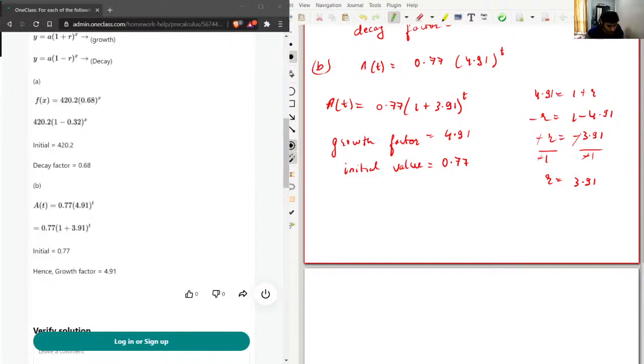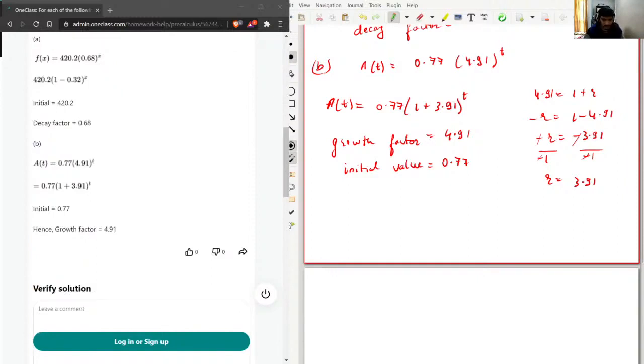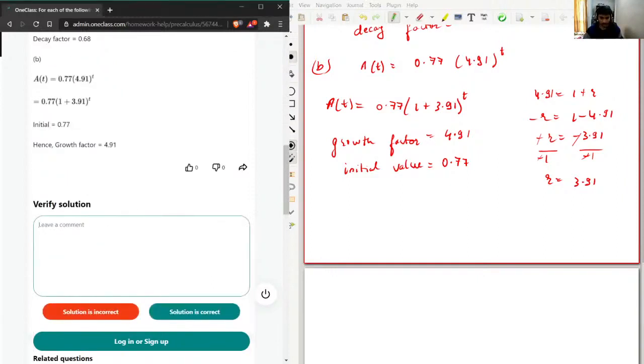Okay, so there is nothing much left for this question. I'll just say correct solution, and nice work. Obviously, appreciation is very important.